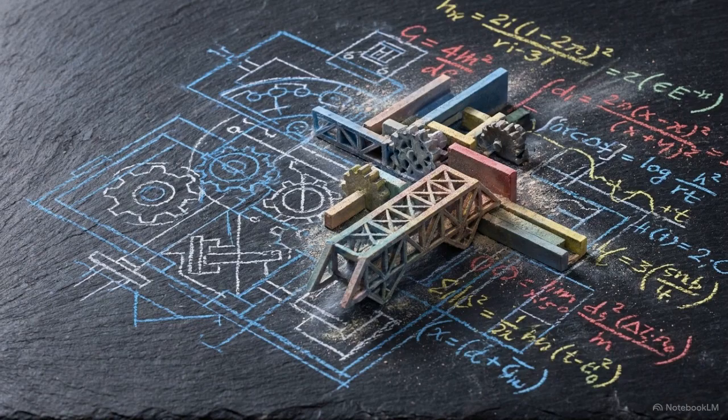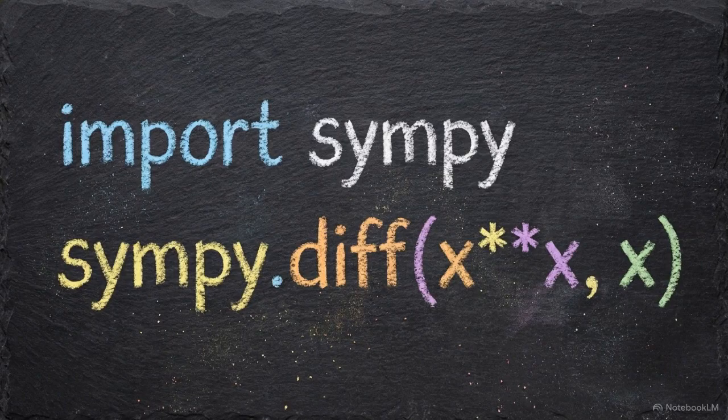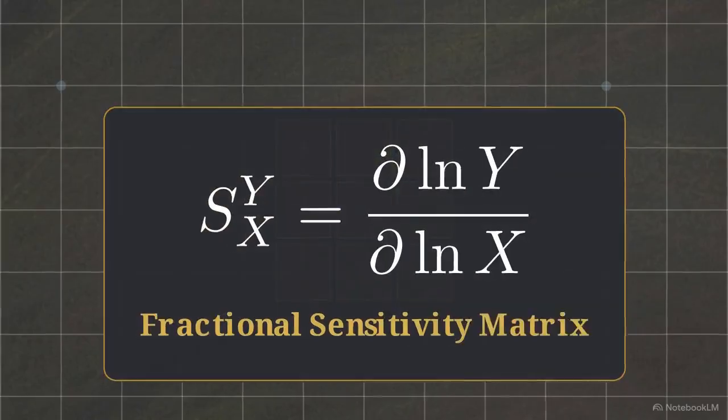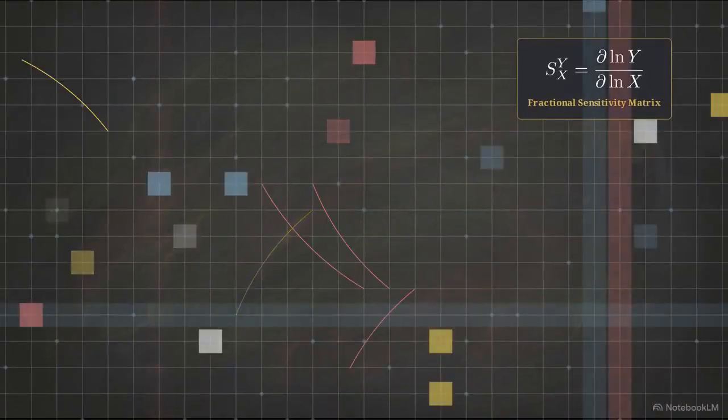While manual derivation builds intuition, modern engineering executes these calculations symbolically. Python libraries like SymPy automate the logarithmic differentiation workflow, executing symbolic derivatives at scale. Encoding these mathematical relationships allows engineers to calculate sensitivity matrices across thousands of variables simultaneously.